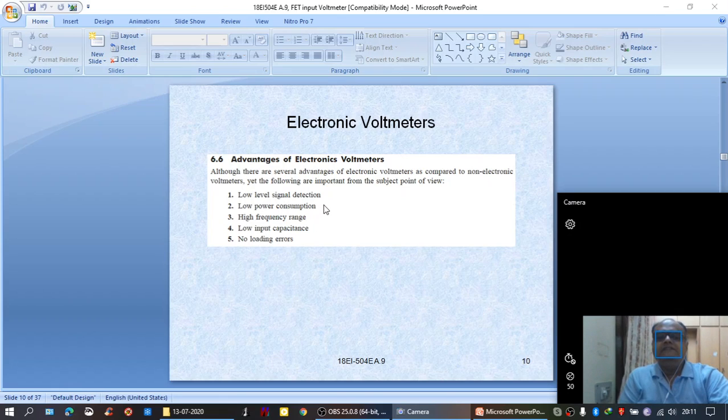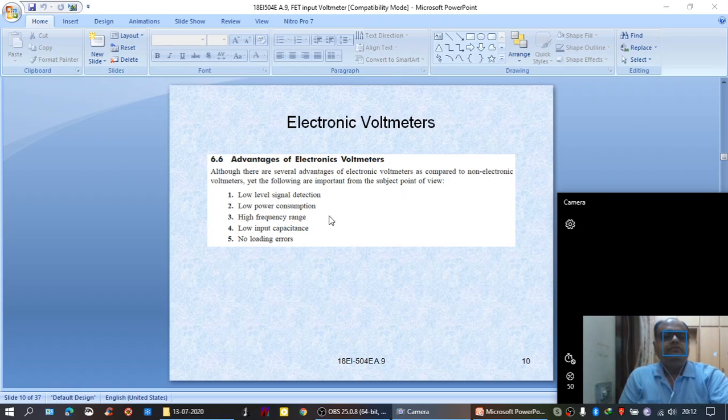First, low level signal detection. It can be used for the measurement of very low level signals. Even very small voltages also can be measured. Low power consumption. Because the input impedance is very high for the electronic voltmeter, the current required by the circuit for its operation is very low, and power consumption also will be low. High frequency range.